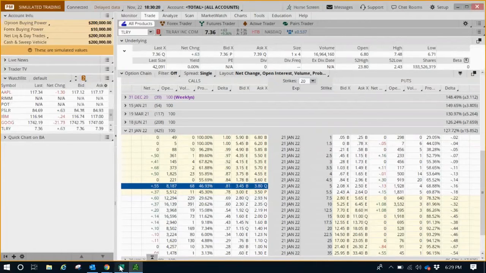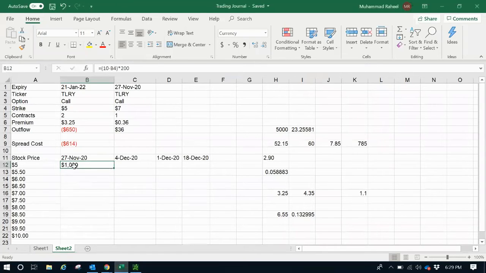Let's do a rough calculation. Tilray is going to go $3 in the money, a $3 upward move. For that $3, I am collecting almost a delta of 0.81, and then I have 200 shares per year. So I am actually going to make $486.